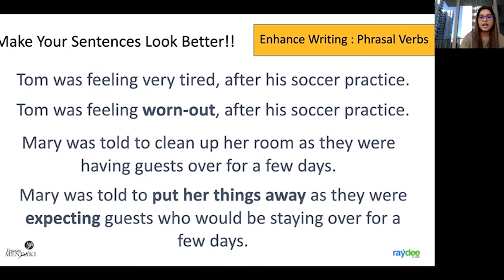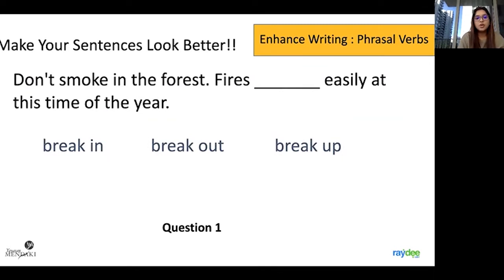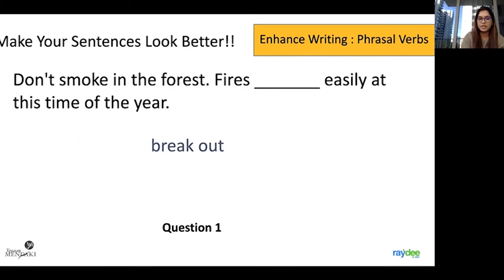Okay, now the next part here. Don't smoke in the forest. Fires what easily at this time of the year. So we are telling the kids that fires are actually breaking out. So fires break out easily at this time of year.